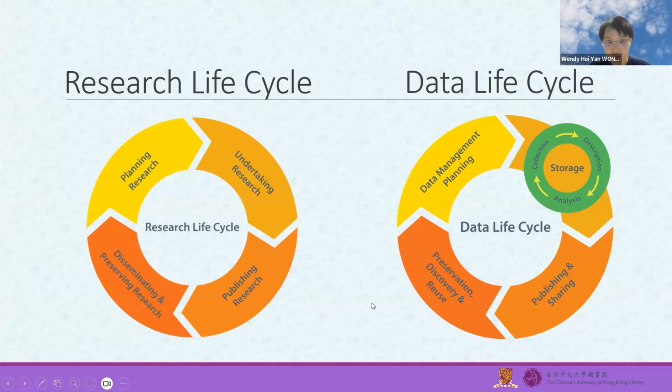Then when you publish your research, you are now also requested to publish and share your research data too, properly in a data repository. And then next, disseminate and preserve your research. That you preserve your data and let others discover your data. At the same time, they discover and reuse your data for the next research topic. So this is the data life cycle, which is going round and round like the research life cycle. So the research life cycle and the data life cycle are closely related to each other.